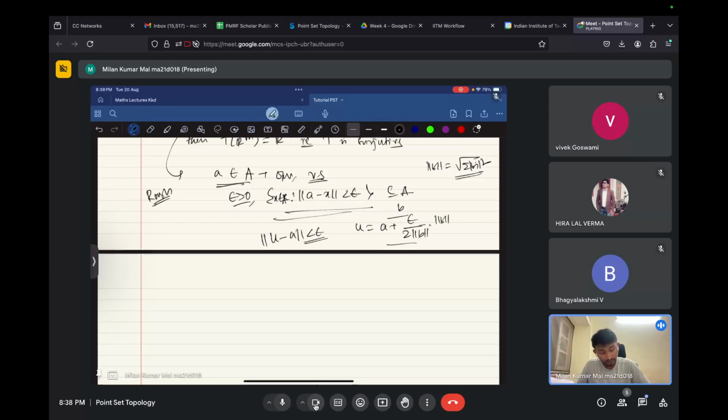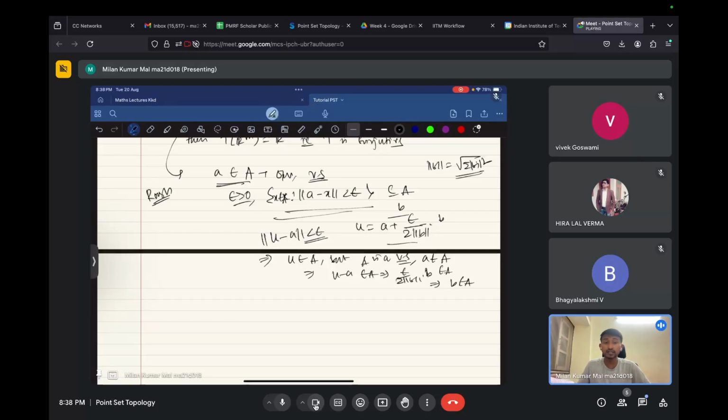You can show this vector will satisfy the condition, and then U will be inside A. But A is a vector space, and A belongs to capital A. So that means U minus A belongs to A, that means epsilon by 2 norm B into B is in A. That means B is in A, because scalar multiplication is again in the subspace. So any point B that we started with, not in A, ends up actually in A because of the subspace property, which is not allowed for a proper non-empty subspace.